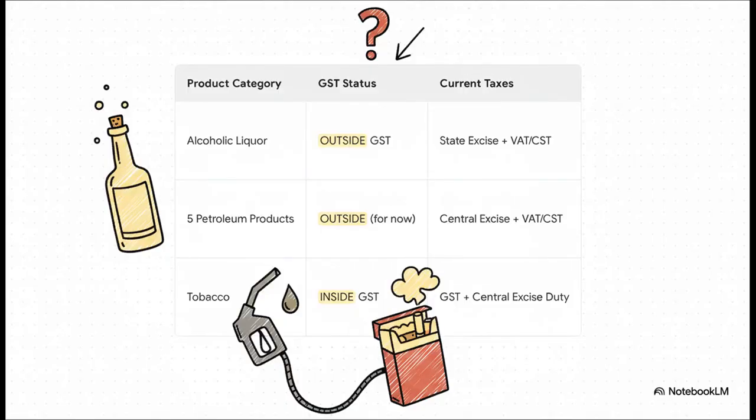But here are the big exceptions. First, alcoholic liquor for human consumption is completely outside of GST. This is a huge moneymaker for states, and they weren't ready to give it up, so it's still taxed under the old system. Petroleum products like petrol and diesel are also outside for now, but the door is open to bring them in later. And finally, you have tobacco. It's a bit of a special case. It is inside GST, but the central government can also add an extra central excise tax on top, basically to make it more expensive and discourage people from using it.